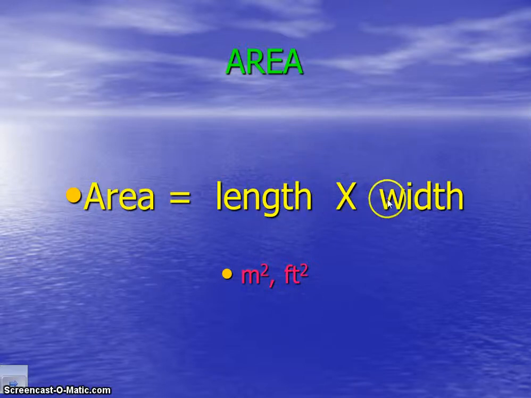Length times width. They have to be in the same unit. So if you're going to be doing area, you want to make sure that you're measuring your length in meters and then your width in meters. And the same thing if you want feet, make sure they're both in feet. But the clue is when you notice that they have that 2 there, that means it was meters times meters. Okay, gives you meters squared.